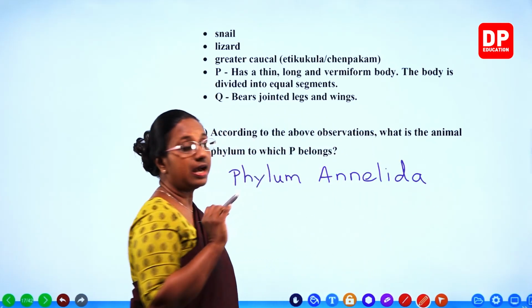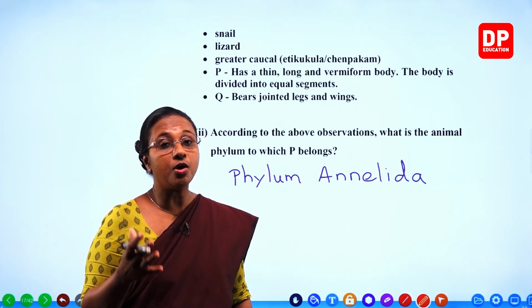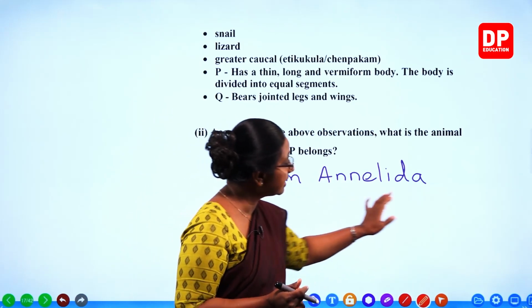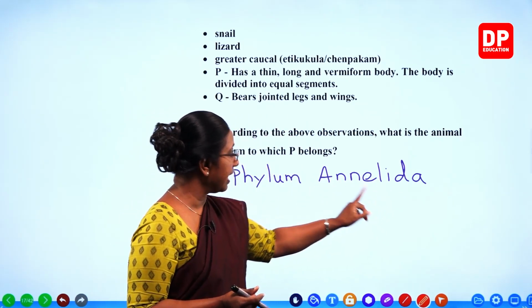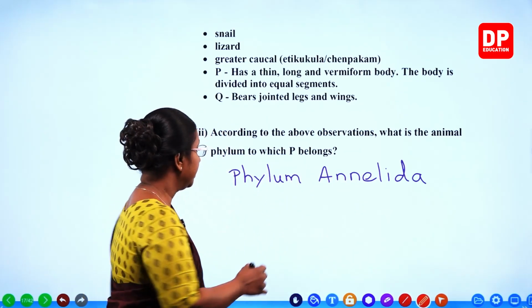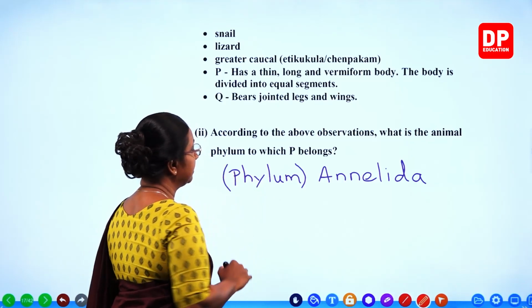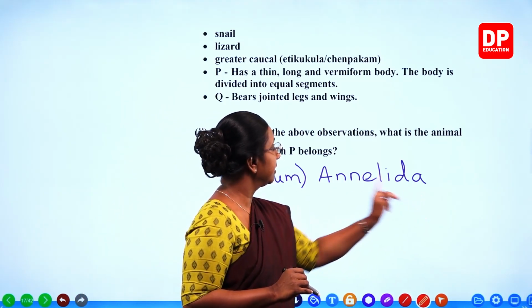So earlier I wrote it as annelid worm, because I was just referring to the organism. But here, since they have asked for the phylum, I have written it as phylum Annelida, or you can also just write it as Annelida. The word phylum is not a compulsory term there. You have to write this correctly.